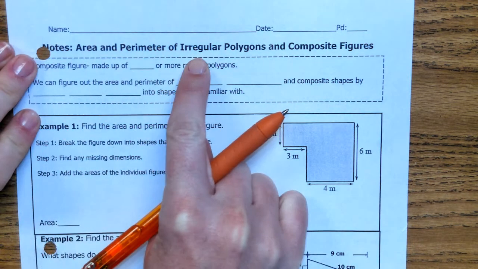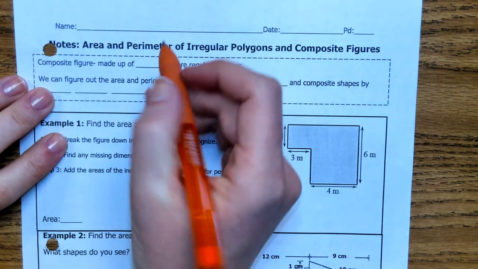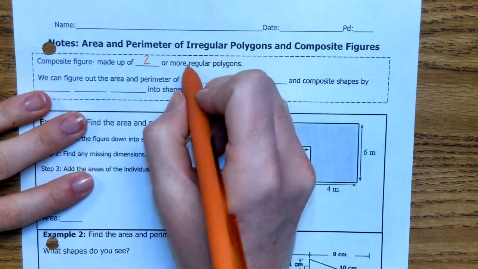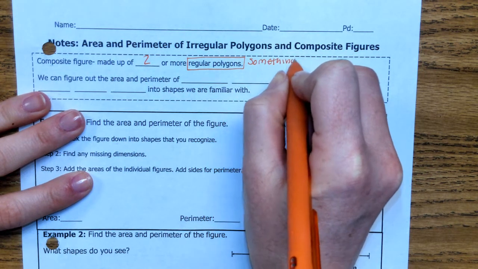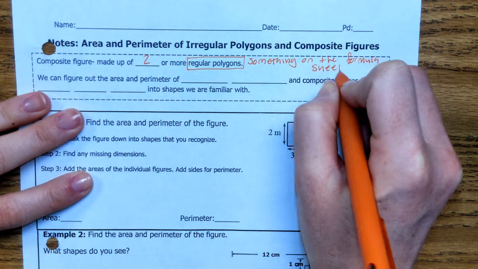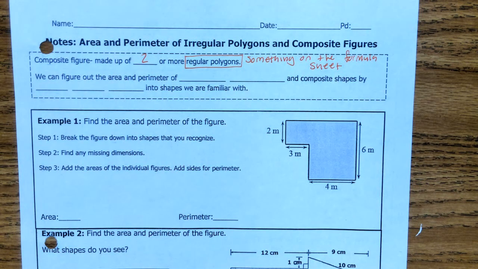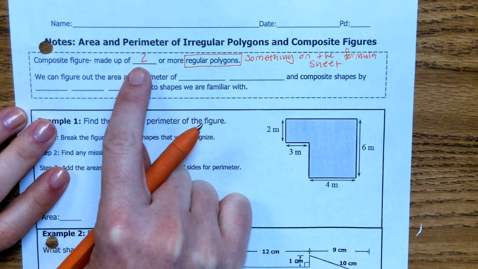These are notes on area and perimeter of irregular polygons and composite figures. A composite figure is made up of 2 or more regular polygons. A regular polygon is something on the formula sheet, like a triangle, a square, a rectangle, a trapezoid, a parallelogram. Things that you have specific formulas for. Since these are made up of 2 or more regular polygons, we will use 2 or more formulas to find the area.